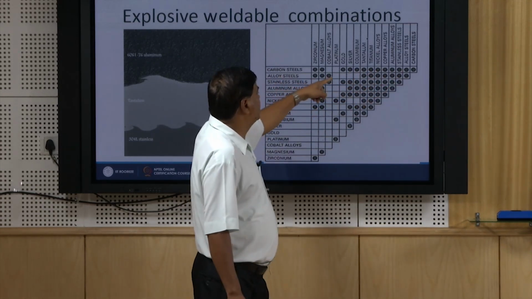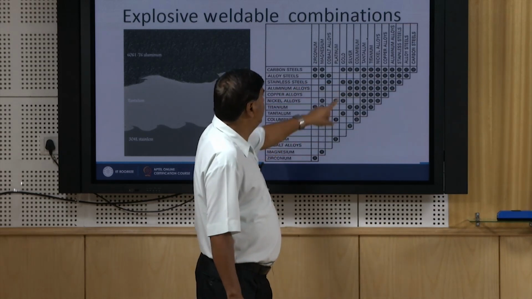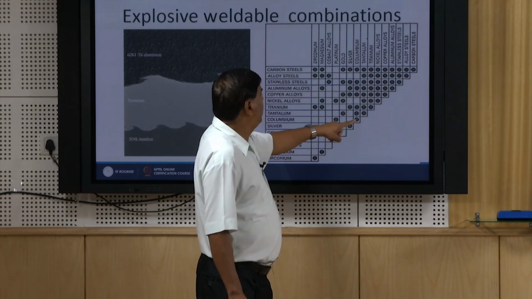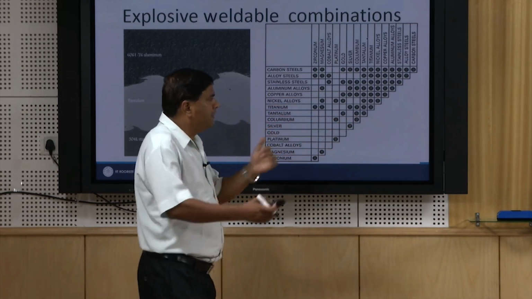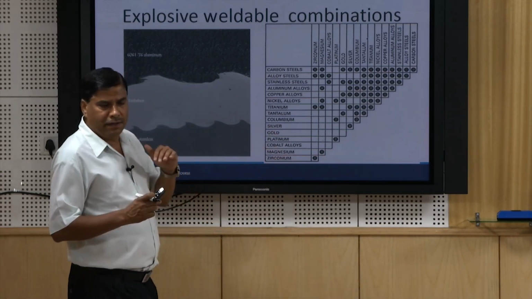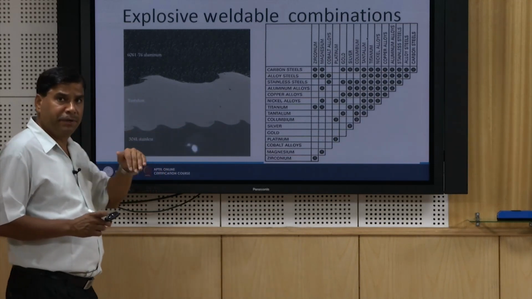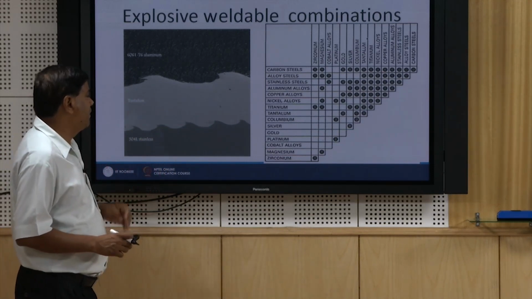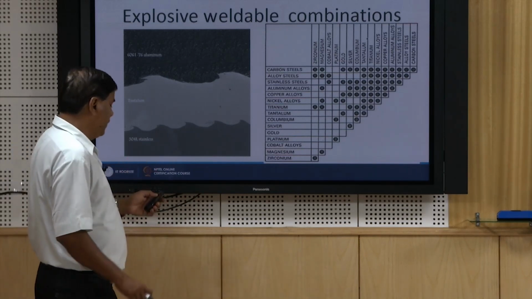Similarly, alloy steels with all these systems. If you take columbium, it can be welded with the platinum and also with the columbium on its own. So, likewise there are different metal systems depending upon the hardness and the strength combinations with the prime component, main component, that various combinations are available which can be joined together using the explosive welding process.